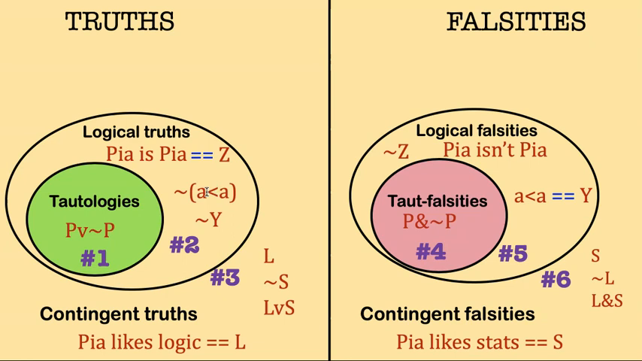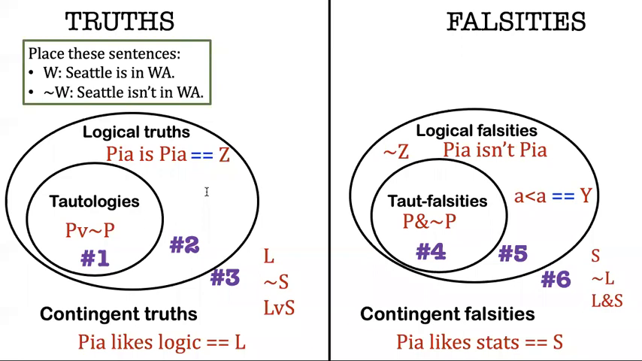Okay, let me see if you've got it. Clearly, you just need to practice to see if you understand any of this. Here are some sentences. W is my new sentence: Seattle is in Washington, and here's not W. Tell me where those go. Pause your videos now and see if you can place those sentences. Okay, last chance to pause your videos.